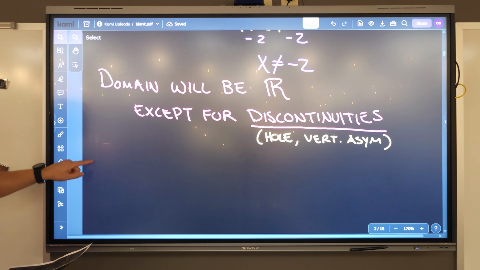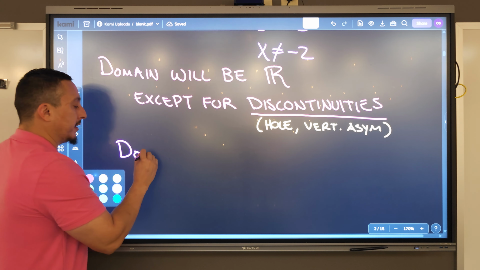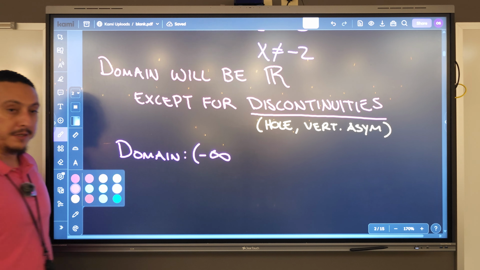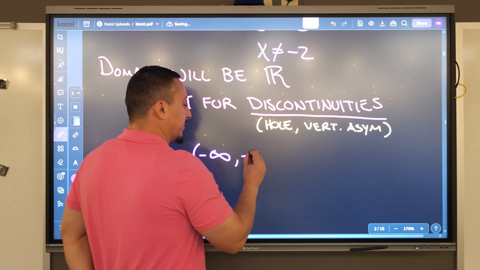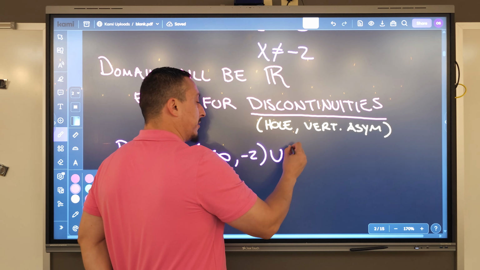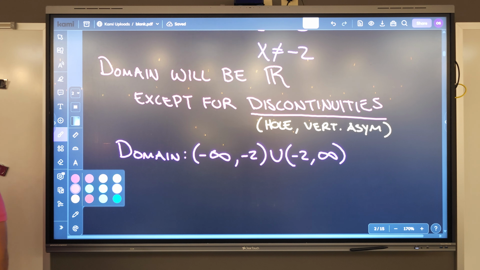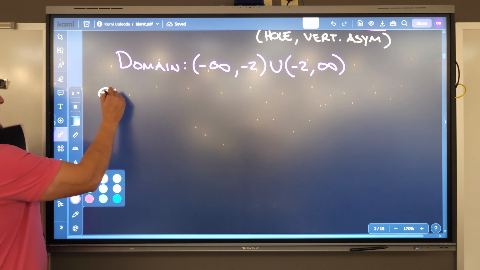Okay, so let me show you. So the domain, for example, for this example that we did, I would say my domain is from -infinity, because all real numbers comes from -infinity, except it can't be -2. So I get to -2 and I have to jump over that -2. So all real numbers except x can't be -2. Okay. Let me show you another quick example just so I can bring it home for you.